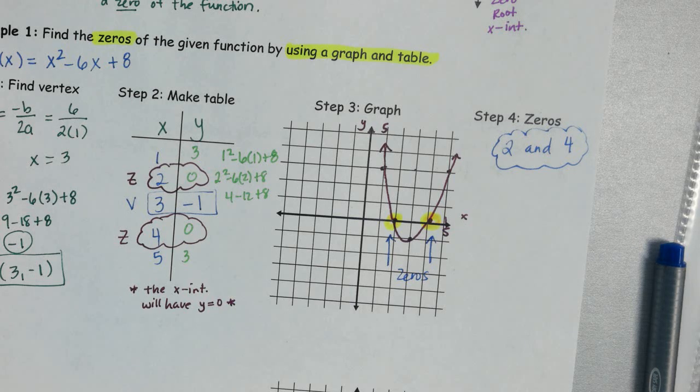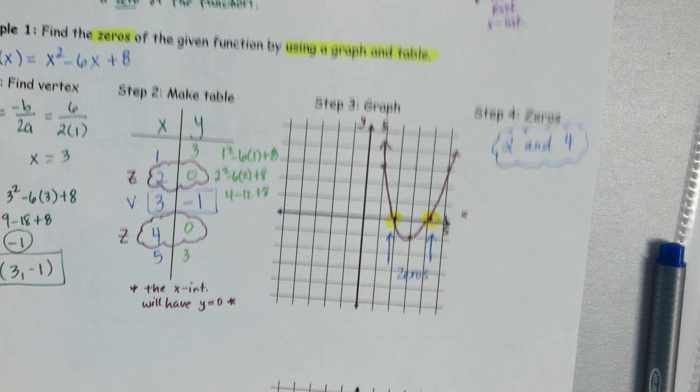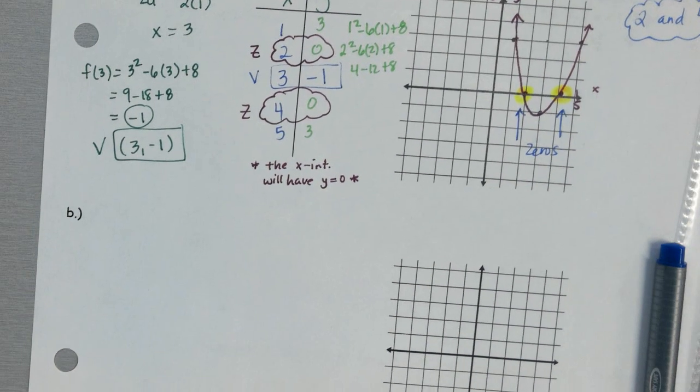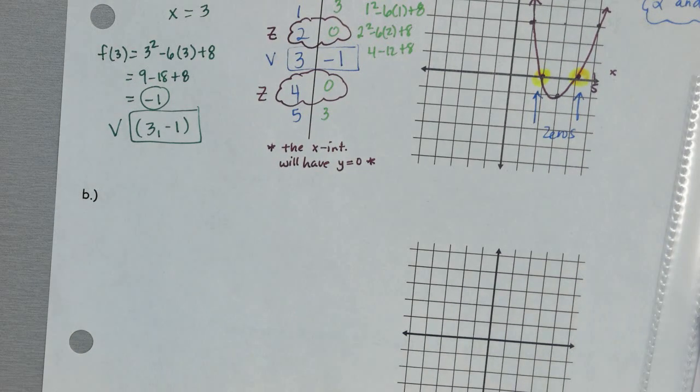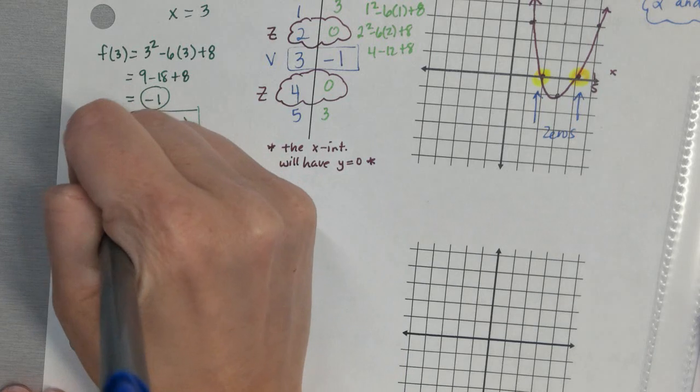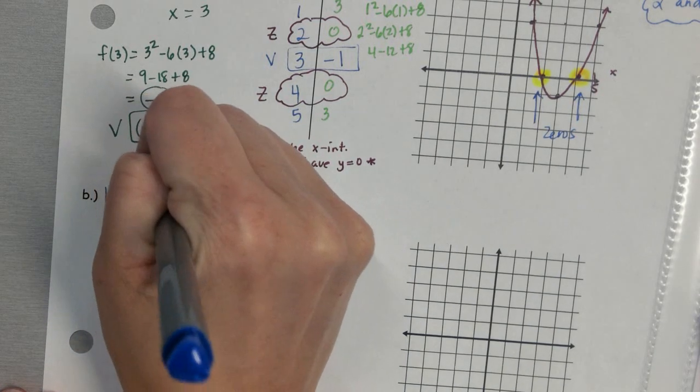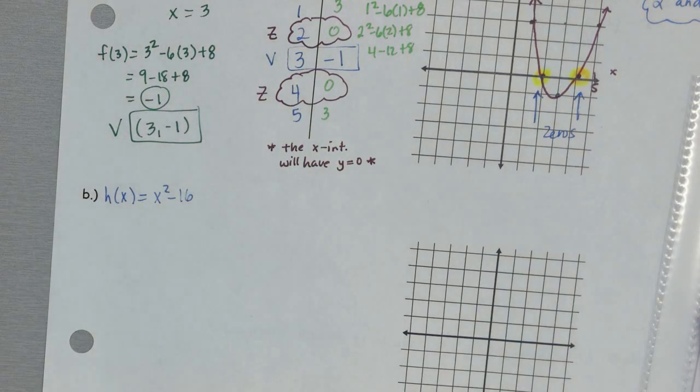Okay, part B, we are going to make our table using our graphing calculator. So for part B, your equation is h of x equals x squared minus 16. Of course it's still helpful to find our vertex, so let's do that.